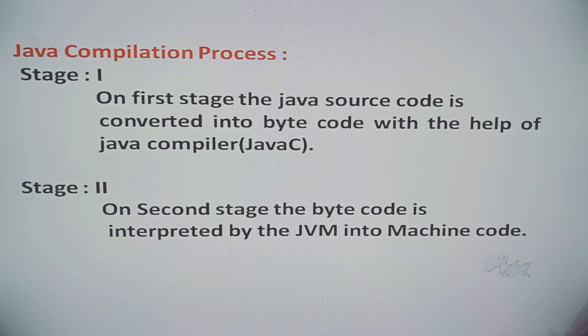On stage 2, the bytecode is interpreted by the JVM into machine code. As I already told, JVM is a Java interpreter, so it will interpret the bytecode and convert it into machine code, or you can say a particular operating system understandable form. So these are the two different stages that clarify the Java compilation process.